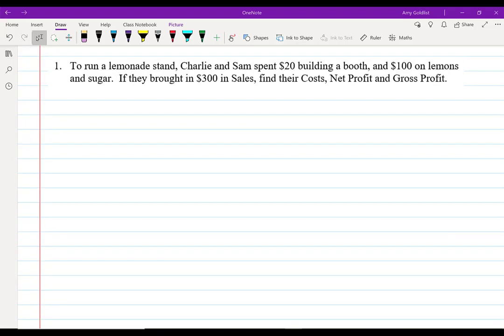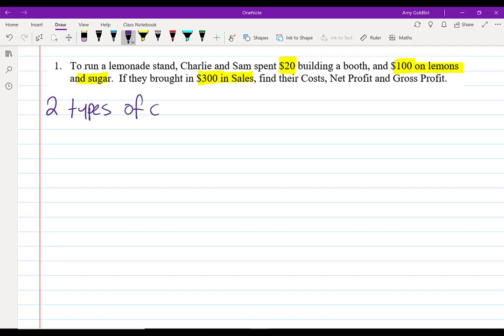To understand the different types of expenses and the different types of profits, we're going to go over an example. Example number 1. To run a lemonade stand, Charlie and Sam spent $20 in building a booth and $100 on lemons and sugar. They brought in $300 in sales. Find their cost, net profit, and gross profit.